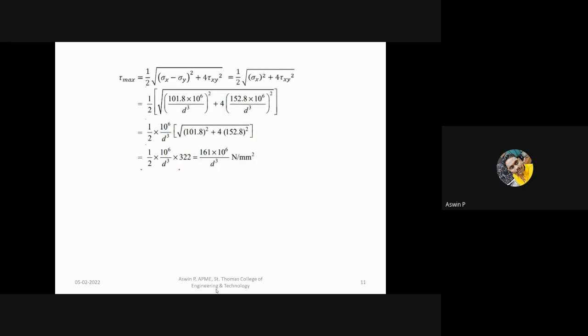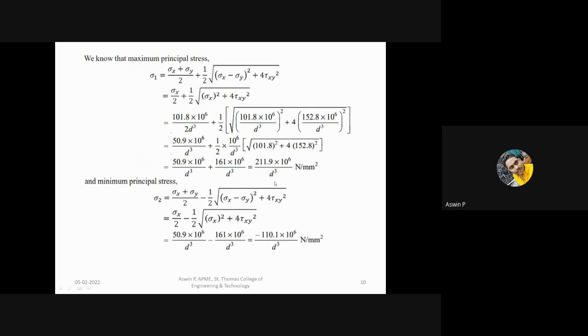I'm just going to show the answer of Tau max. That is, Tau max is found as 161 into 10 raised to 6 d cube. Have you got all sigma 1, sigma 2 and Tau max values? Did you get sigma 1?